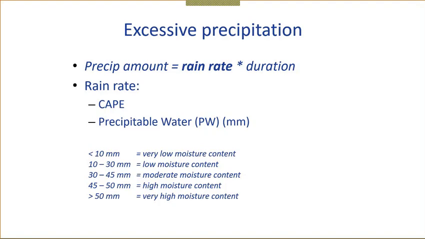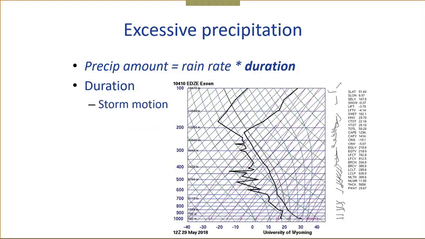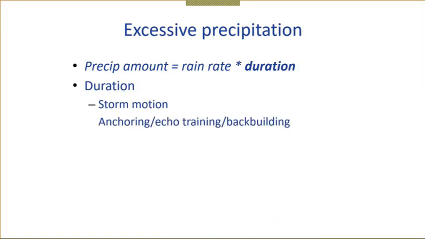Nowadays, as a forecaster, you can more or less have an overview in advance of the amount of possible water that can be produced by a cumulonimbus cloud. And again, when you look at the amount of precipitation, then not only CAPE and water is important, but also the duration. And the duration of a storm depends on different kinds of factors.